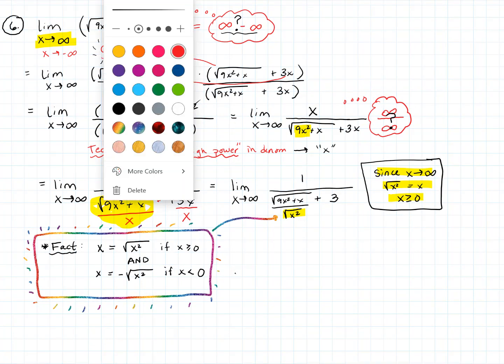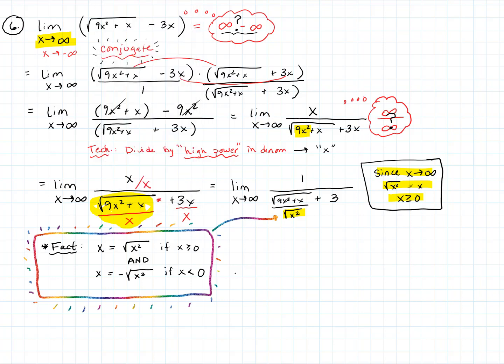Okay, so let's keep going here and let's grab this and finish it out. The limit as we're approaching infinity is 1 over, and I'm going to simplify that square root. That becomes 9 because I can bring the x squared in now.